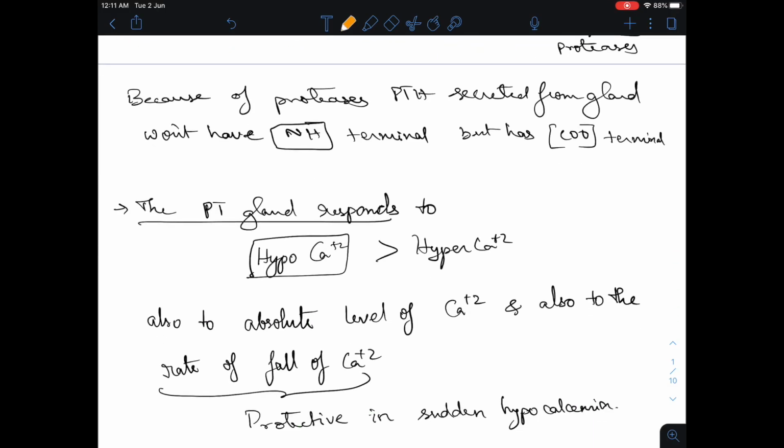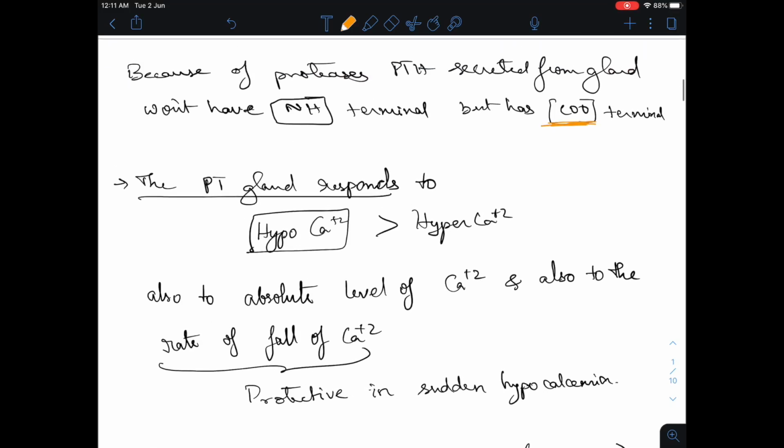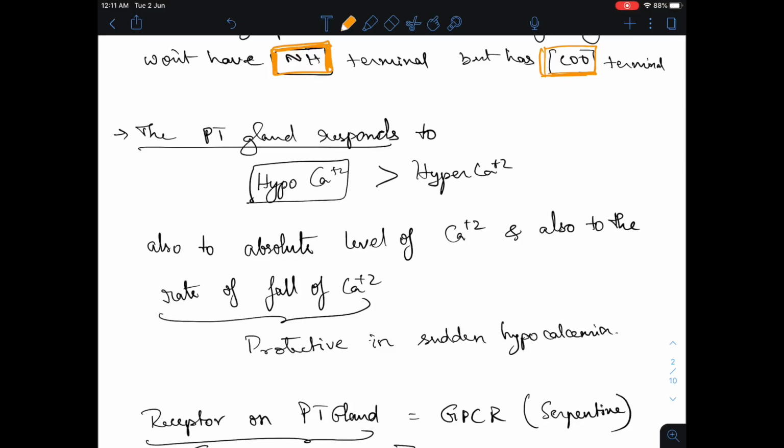Because of these proteases, parathyroid hormone secreted from the gland won't have the NH terminal, but will have the COO terminal. Remember this, it is useful actually. Because these are proteases and amino is a very important group, this won't have the NH terminal but will have the COO terminal. Those cleaved parts with the COO terminal are called CPTH. Okay, we'll learn about this.